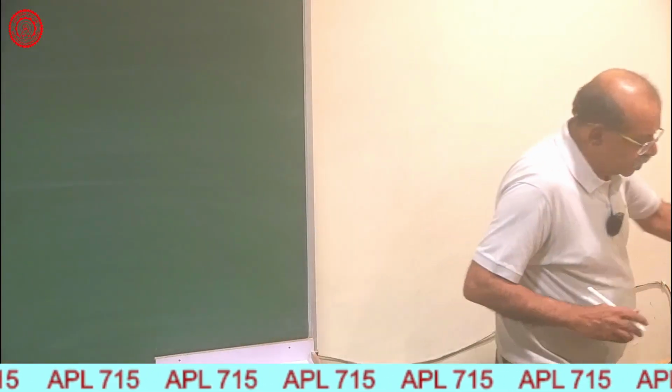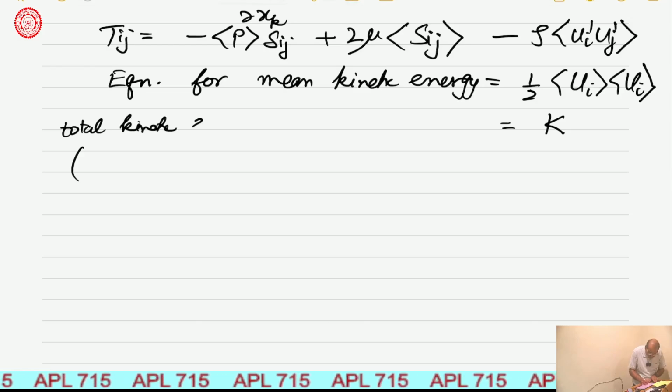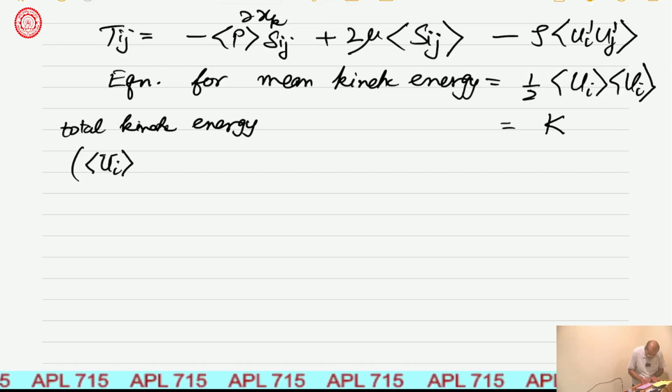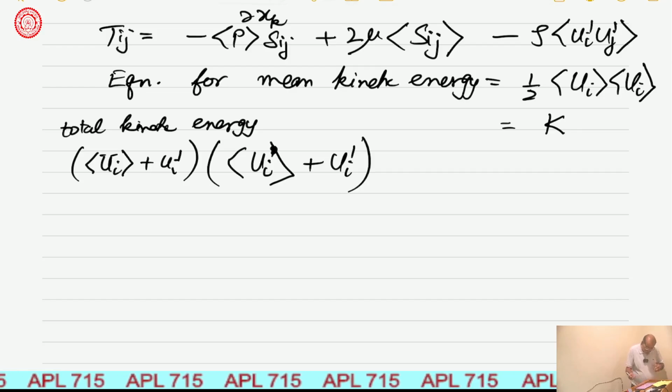And if you look at, I think I showed this in the last class also, if you look at the total kinetic energy, this will be equal to half of mean of ui plus ui prime multiplied by mean of ui plus ui prime.